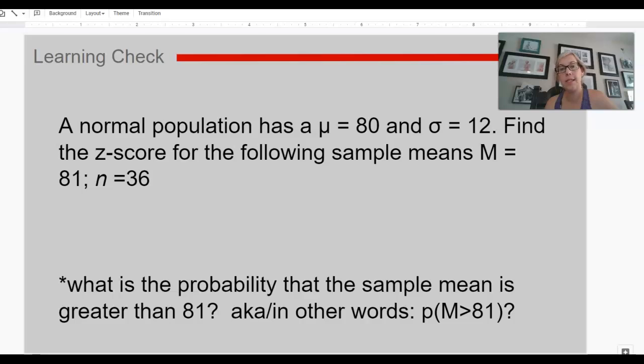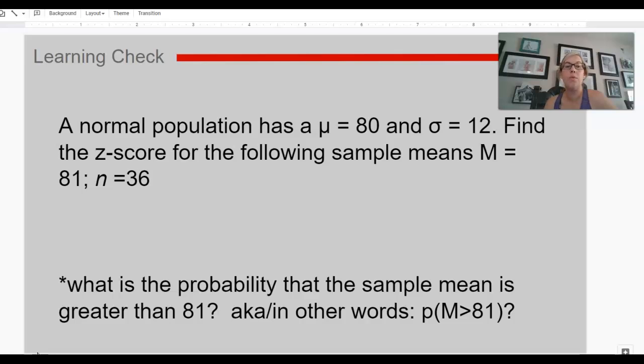The top of our z is going to be the sample mean, M, minus the population mean. So it'd be 81 minus 80. So 81 minus 80 is 1. That's the top of the z. Divided by 2 is 0.5. So our z equals 0.5.